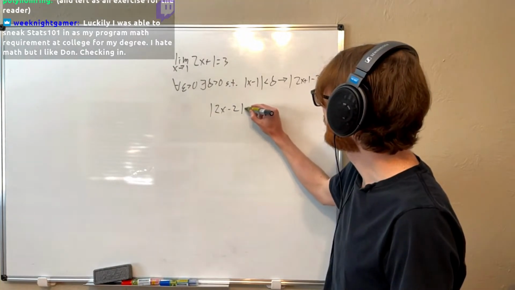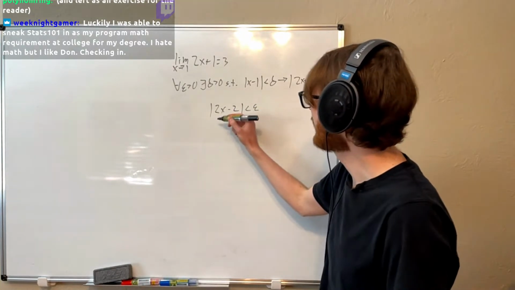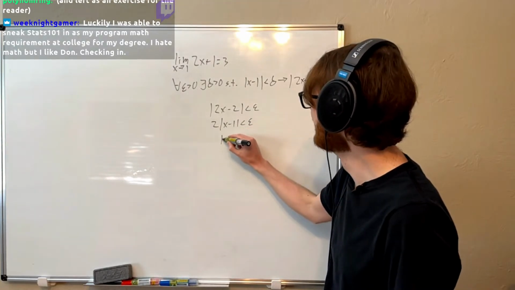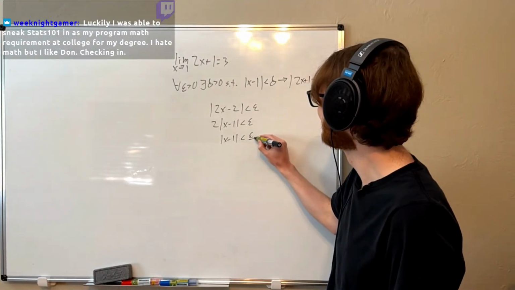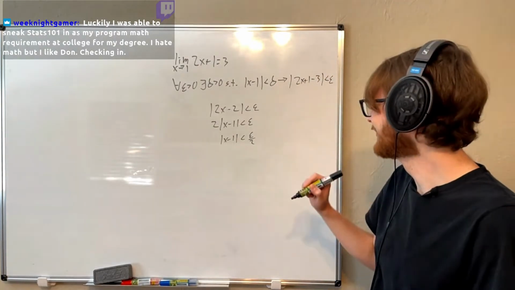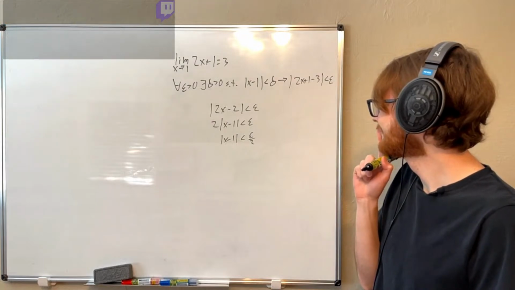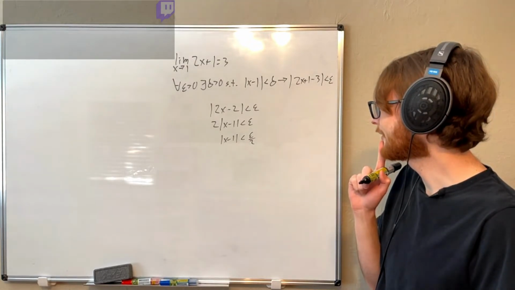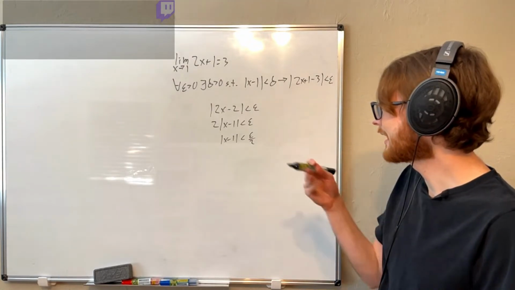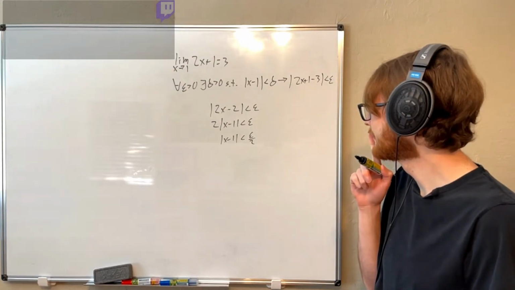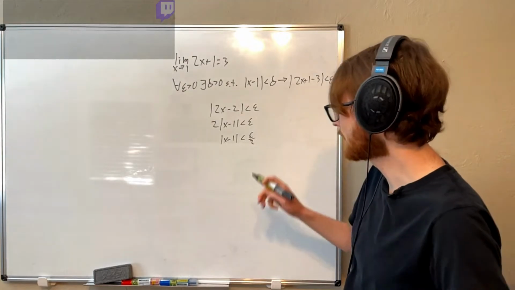So |2x minus 2| is less than epsilon. We could factor a 2 out. And okay, well, that's actually a little bit obvious now, isn't it? So this would imply that our choice of delta is epsilon over 2. Yeah, we don't have to do any fancy min or anything like that, I don't think, because we didn't make any kind of arbitrary bounds or anything like that. But this is just the scratch work, I guess.